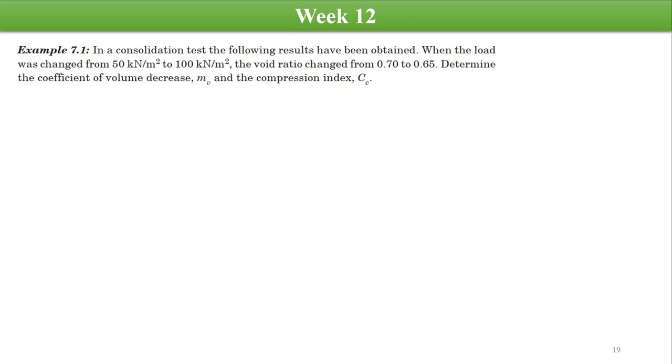So let's say this is one of the questions: in a consolidation test, the following results have been obtained when the load was changed from 50 to 100 kilonewton per meter square, and the void ratio changed from 0.7 to 0.65. So we need to determine the coefficient of volume change, that is the mv, and the compression index Cc. So how can we do that?